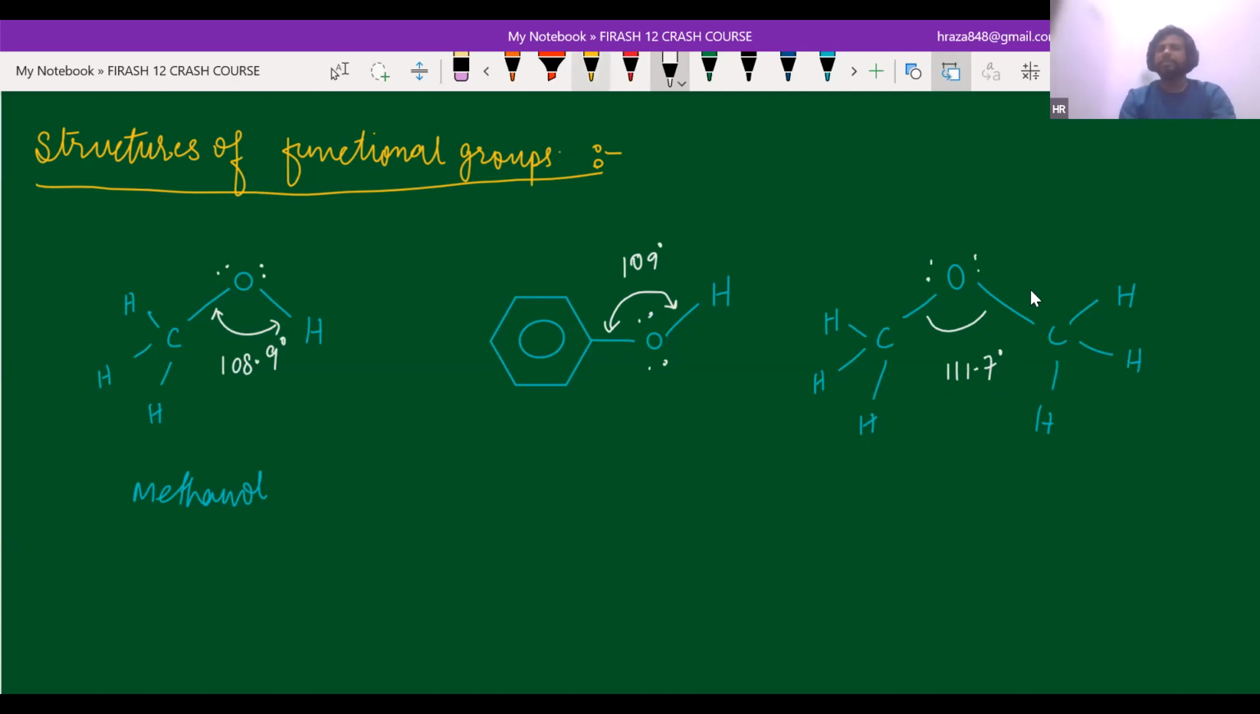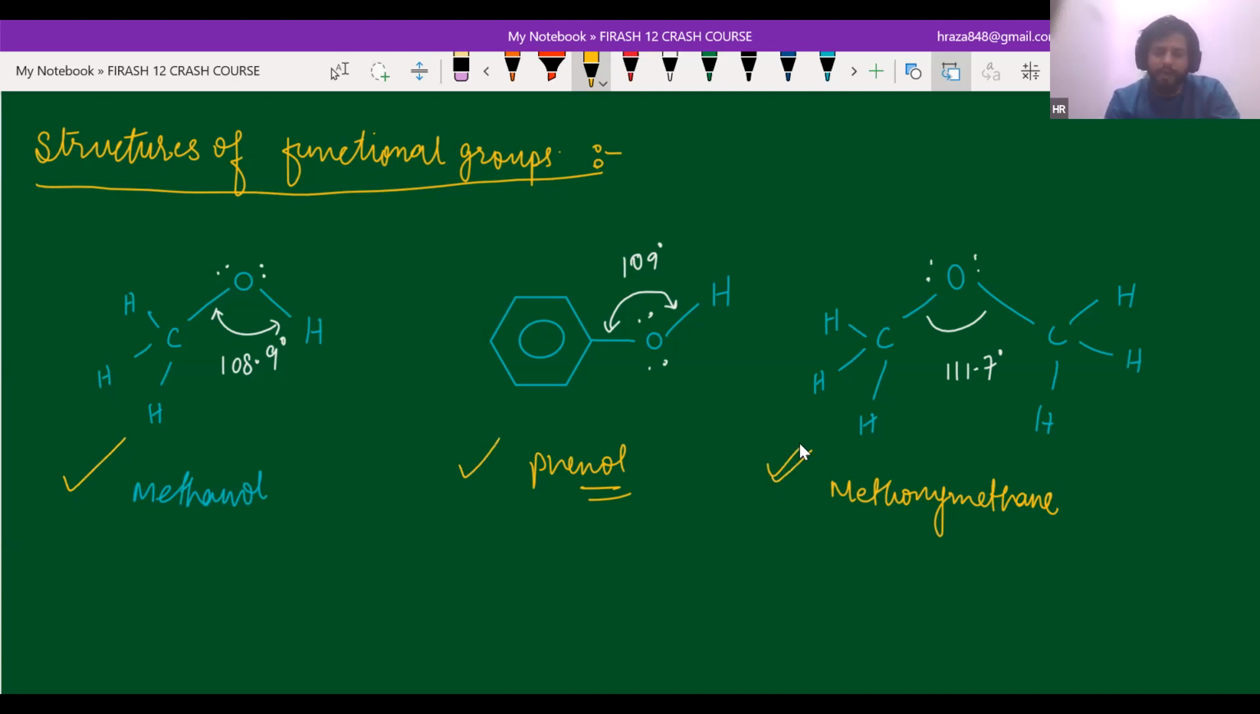So sometimes it has been asked to compare the bond angle between this ether, which is your methoxymethane, and this, your phenol. So always keep it in mind. The lesser bond angle is in methanol, then phenol, and then methoxymethane. Is that clear?